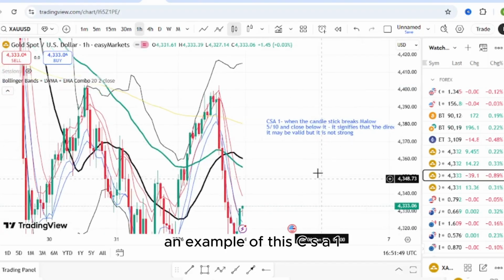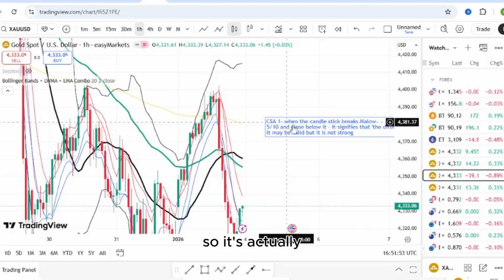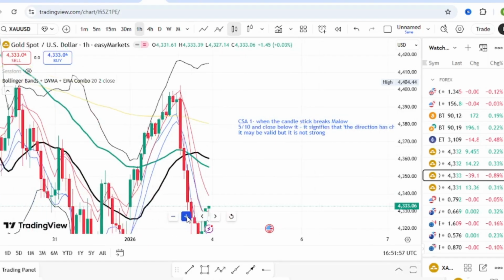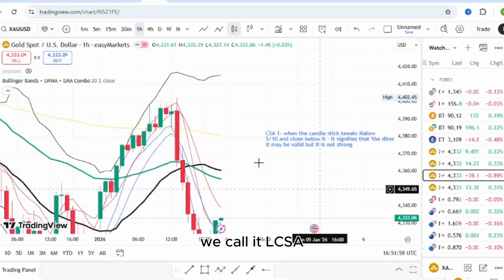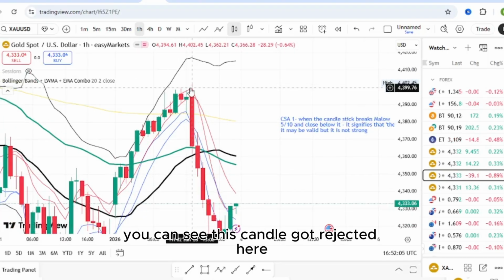So you will hear some people calling it early CSA. So it's actually, you call it CSA1 or you call it early CSA. So I'll use this 1 hour time frame as an example. You can see this candle got rejected here, meaning that it could not close above.